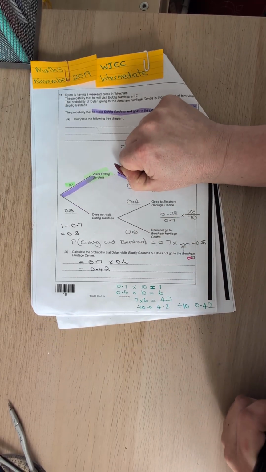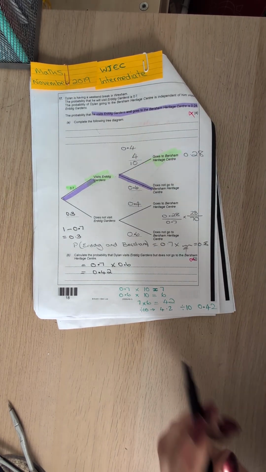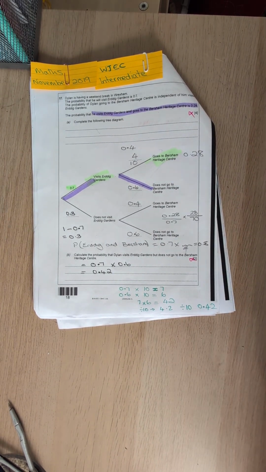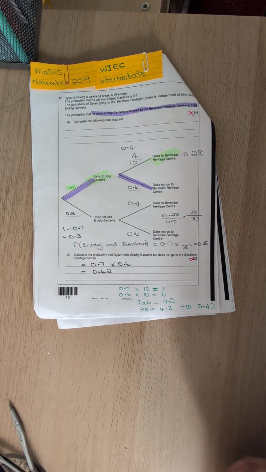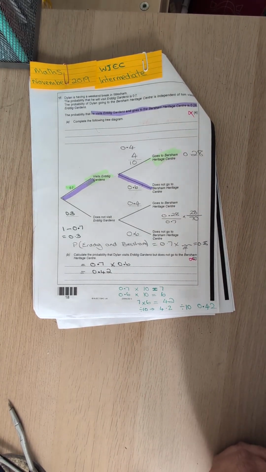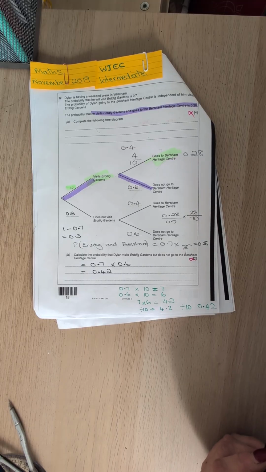I'm just checking you're actually on the screen. You can see that. Okay. If you divide by 100, that's okay. Dividing by 10, then dividing by 10 again is the same as dividing by 100.